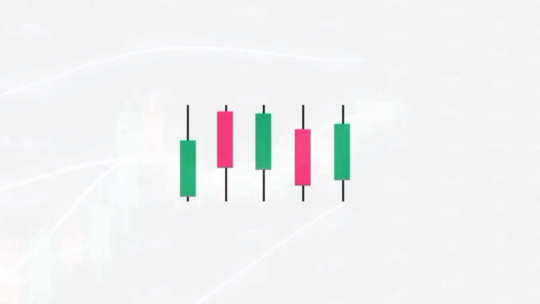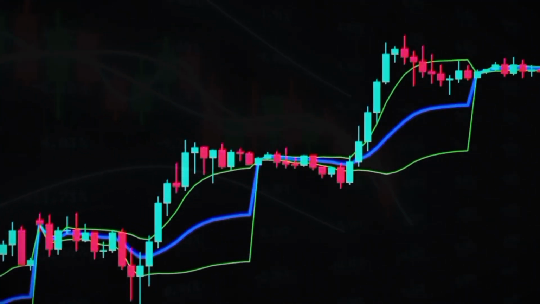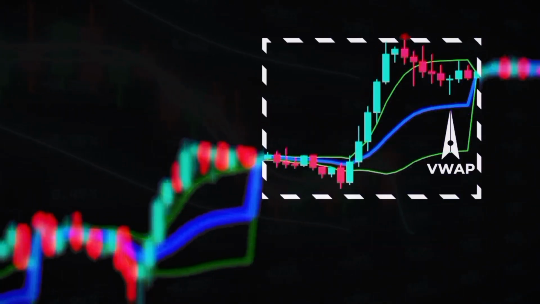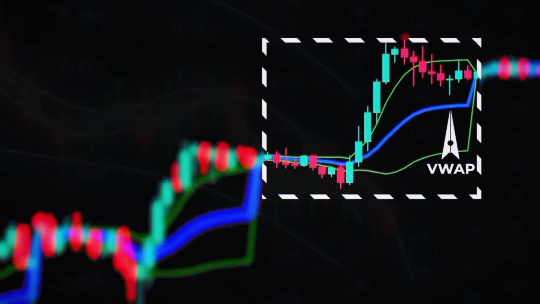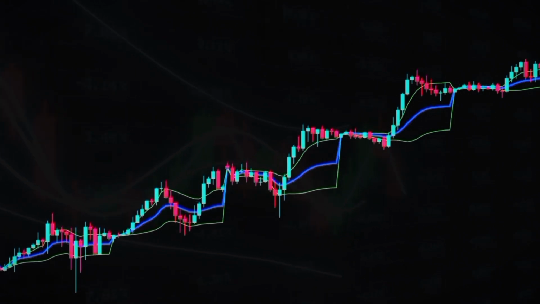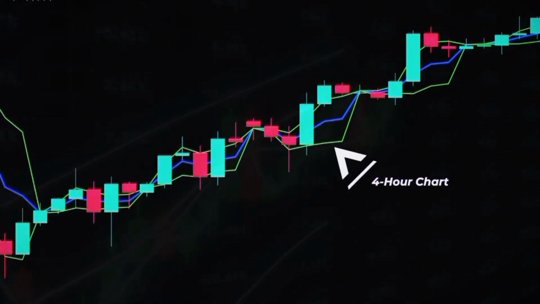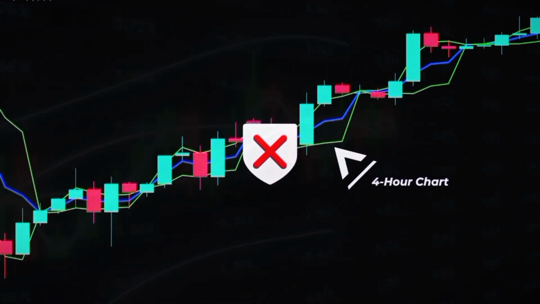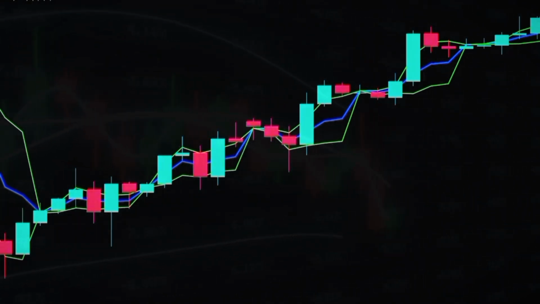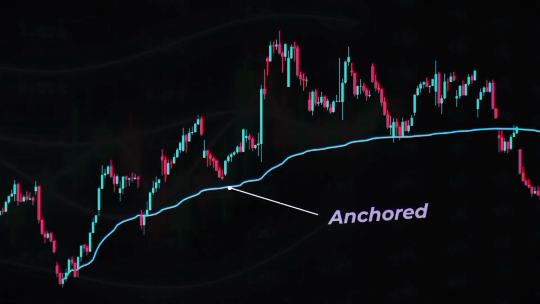But the VWAP has one problem. It starts its calculations from the opening of the day. So at any given moment, the VWAP value is only based on the current day price action. But what if we want to look at a broader context? What if we want to use a higher time frame to trade? The regular VWAP has no value for a swing trader. That is where Anchored VWAP comes in.